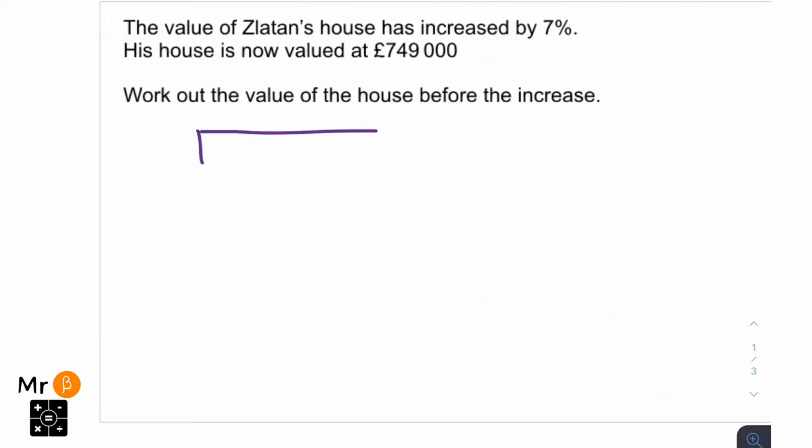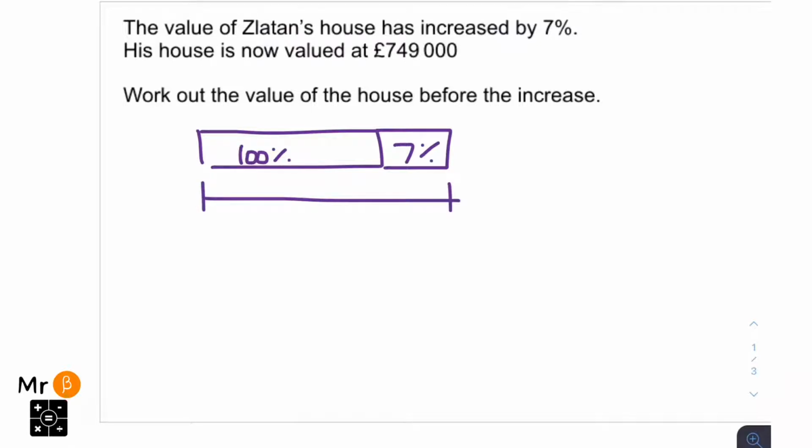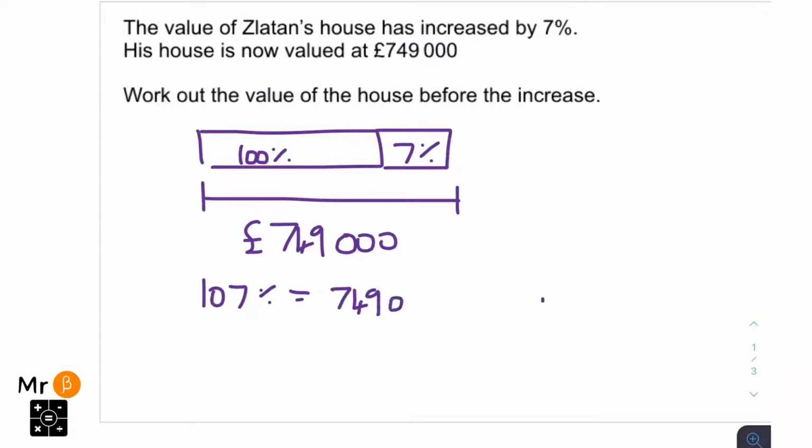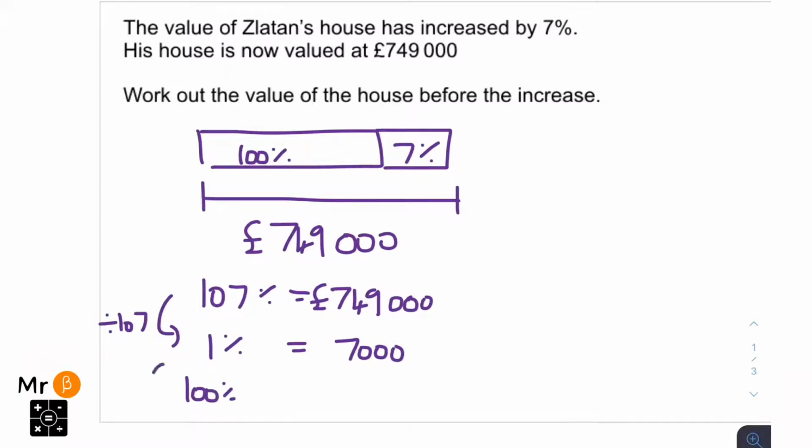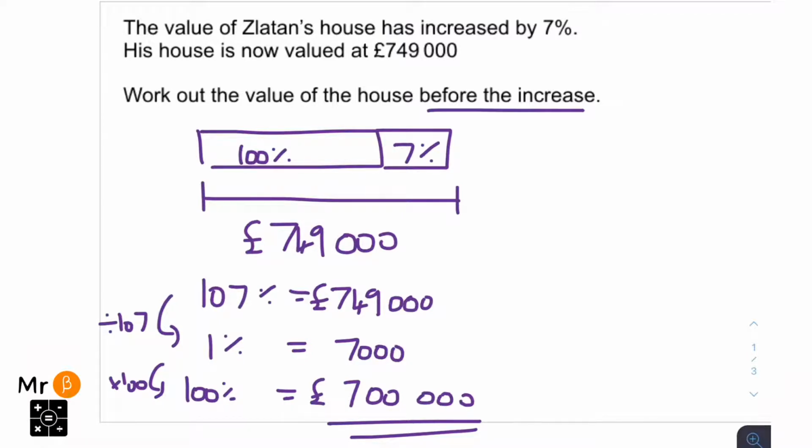Question 3, very similar. Got our 100% bar. This time it's been increased by 7%. And that total is equal to this 749,000. So that 107% is equal to £749,000. Again, we work out 1% by dividing by 107. That gives us £7,000, and then we multiply it up by 100 to get our original price, which is 700,000. Again, they wanted the value before the increase, so we are expecting our price to be lower.